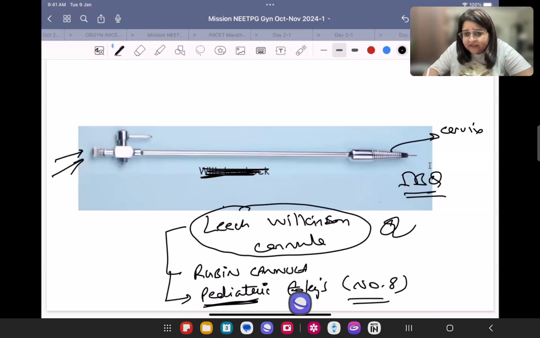That is for the urethra. Where are we putting this Foley's? We're putting it in the cervix. 12, 14, 16 will not go. Only a thin one will go. And those of you who've handled or used a pediatric Foley's, it comes with a guide wire. Right? There's a stilette inside. So it helps guide the Foley's inside the cervix.